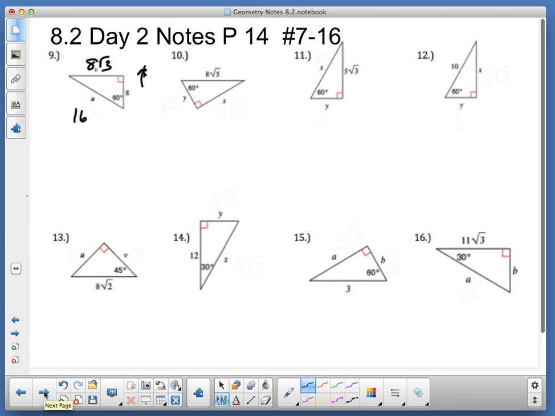Now, I've got 8 the square root of 5. I know it's a square root of 5. I know we haven't done that before, but hey, it's a square root. You know, we're just using it as another number. It's a hypotenuse, so half the hypotenuse is my short side.